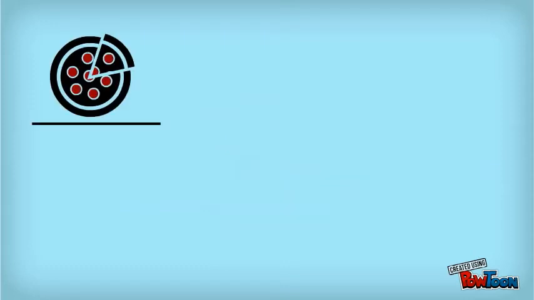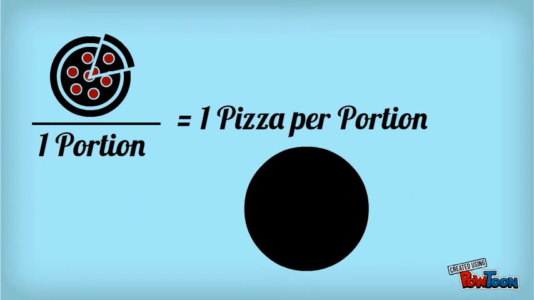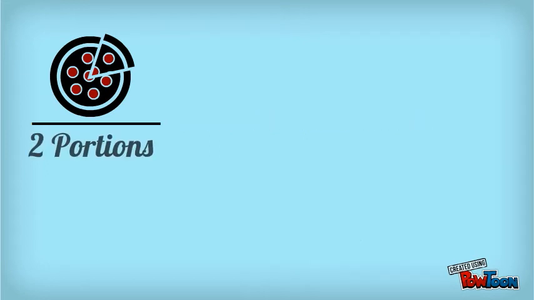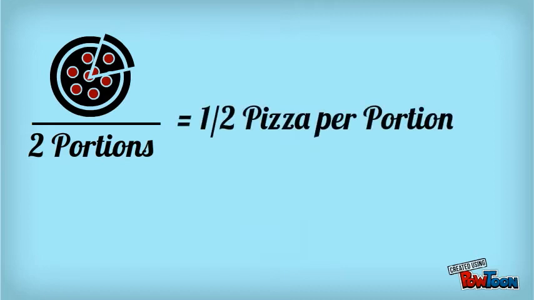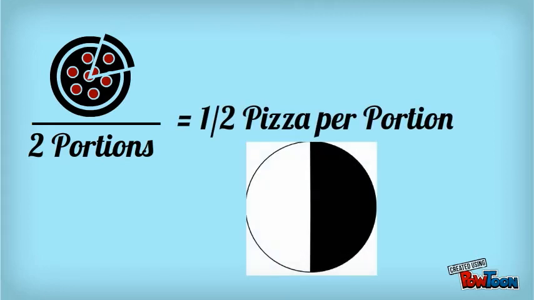For example, if you were to split a pizza into a single portion, then each portion would be an entire pizza. It would be the whole circle. But if you were to split a pizza between two people, two portions, then you would wind up with 1/2 pizzas per portion. It would be a half of the circle.